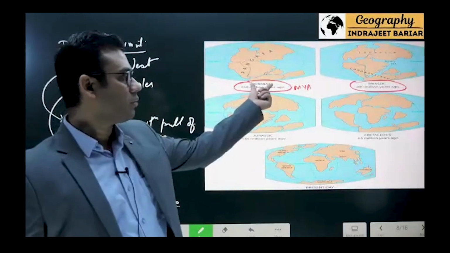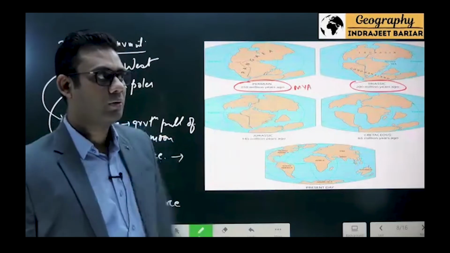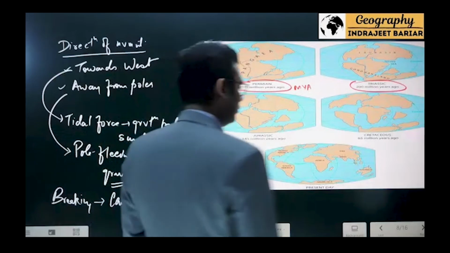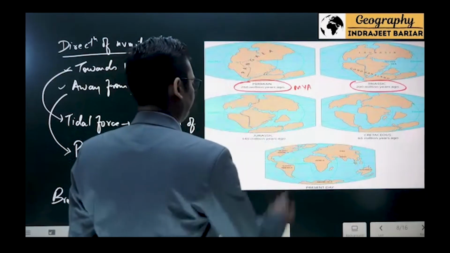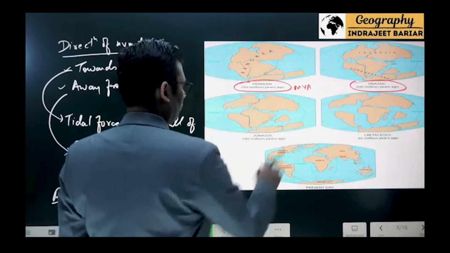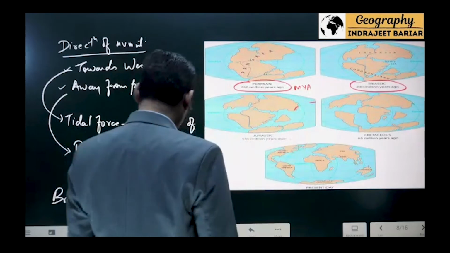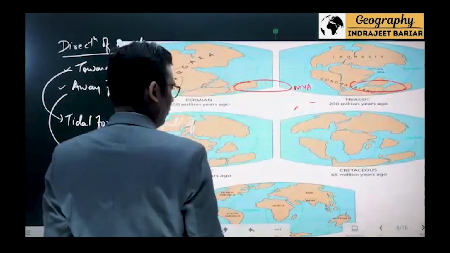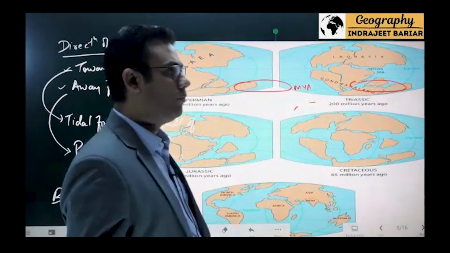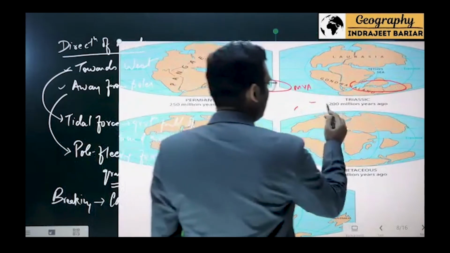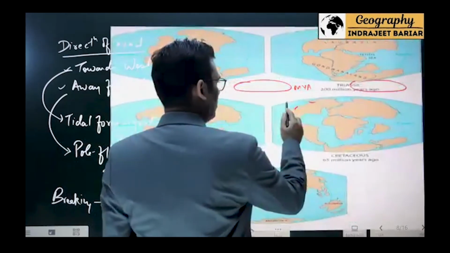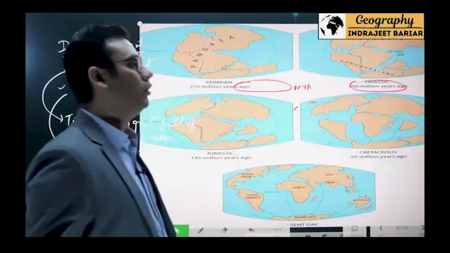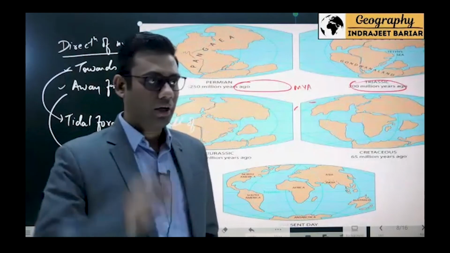This period is called as Permian period. Permian period, and breaking of Pangaea is 200 MY, Triassic period.